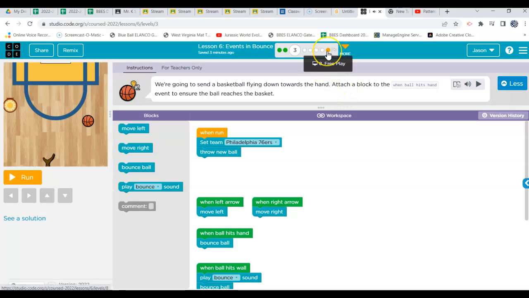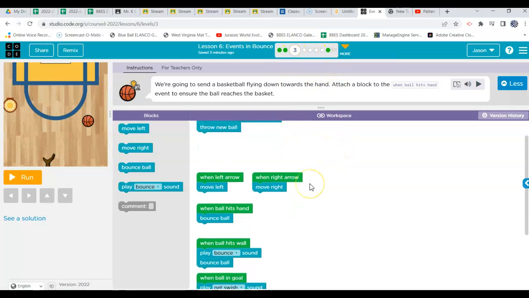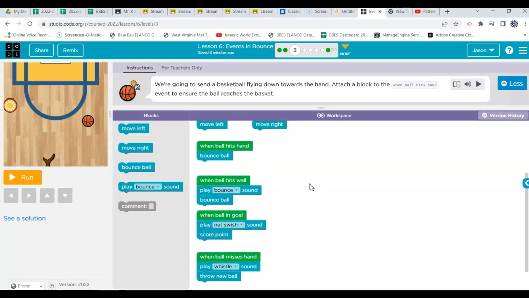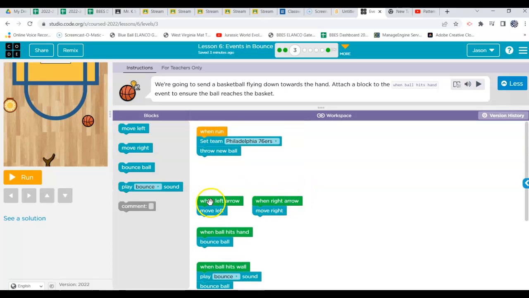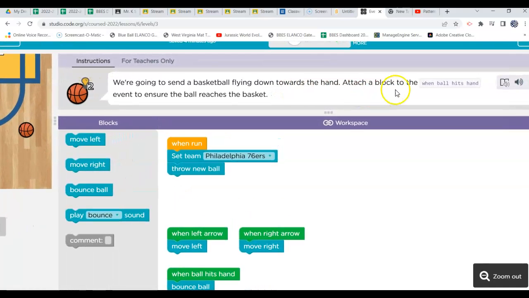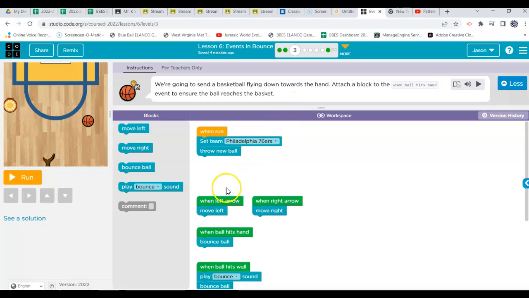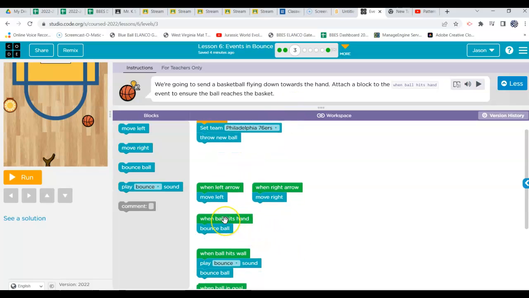You're going to continue on this level, but after you do a few more of those exercises, you'll get to level 8. Now, as you can see on level 3, there are a bunch of different event blocks, and they have different things going on in them. It says we're going to send a basketball flying down towards the hand. Attach a block to the when ball hits hand event to ensure the ball reaches the basket. So when ball hits hand, okay. When ball hits hand, bounce ball.